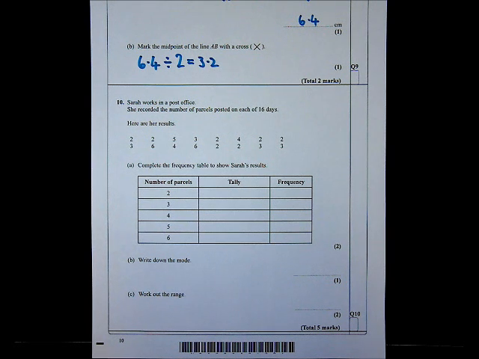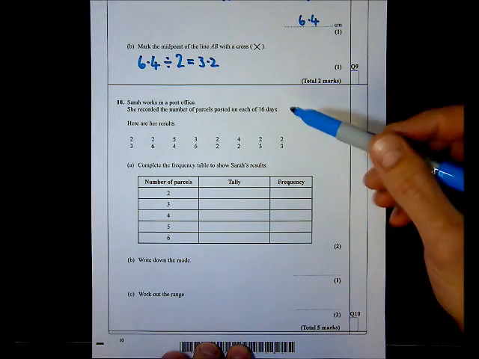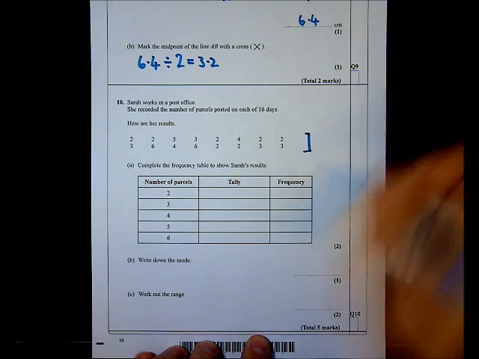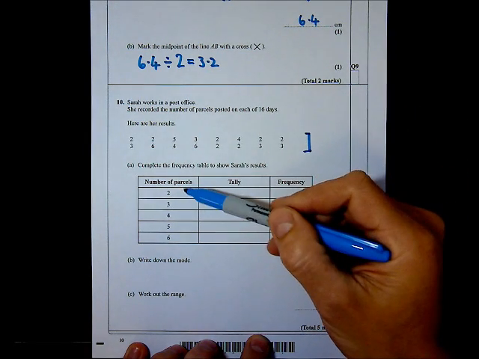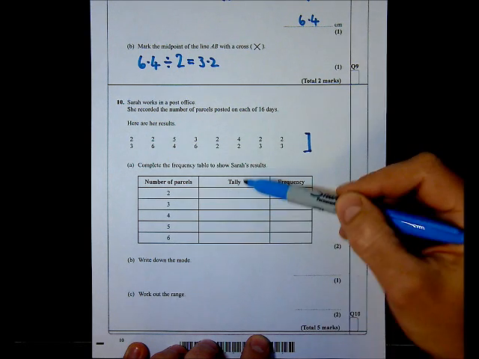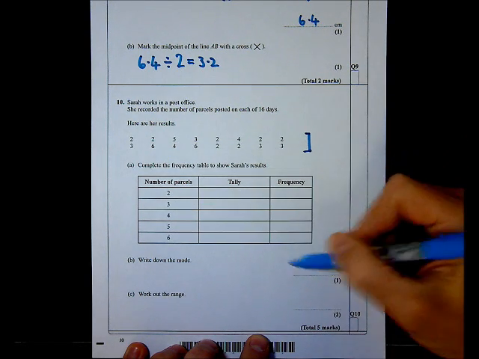On question 10, I'm told that Sarah works in a post office. She's recorded the number of parcels posted on each of 16 days, and these are shown. And I'm asked to complete the frequency table to show her results. Now down the left hand side I've got the number of parcels, in the middle I've got the tally, and at the end I've got a column for the frequency.